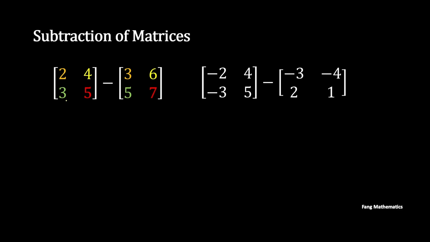So before we subtract, I would like to determine the order of each matrix. Looking on the left, you have two rows and two columns, so a 2 by 2 matrix. Only then can you start to subtract. Looking at the numbers in orange, first row, first column, you have 2, and you are to minus 3 in your second matrix. We move on to the green. So 3 minus 5. To yellow, 4 minus 6. To red, 5 minus 7.